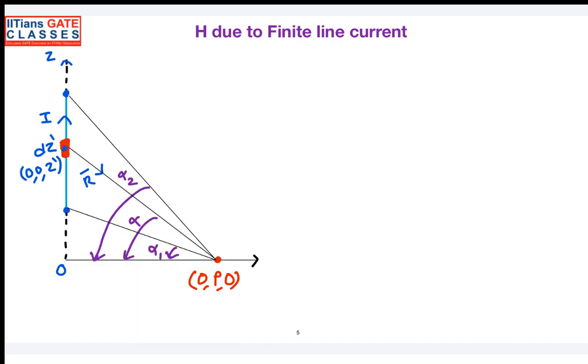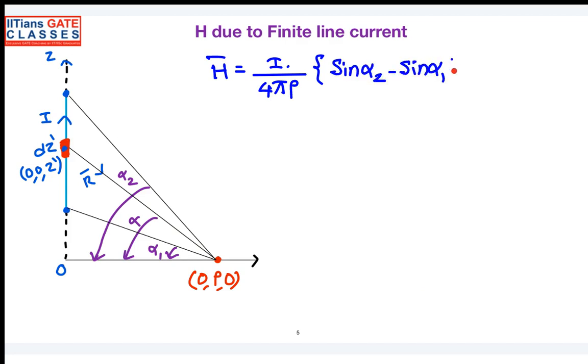So finally you are going to get the magnetic field intensity is equal to I by 4 pi rho into sin alpha 2 minus sin alpha 1. So this is your magnetic field intensity.